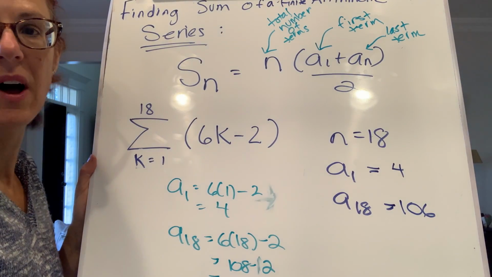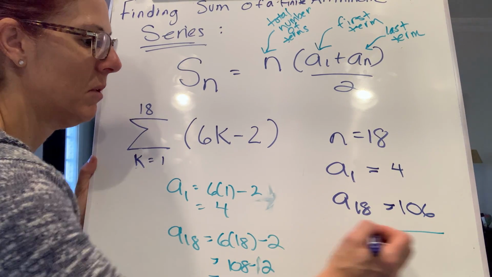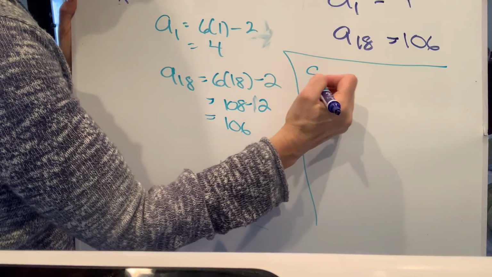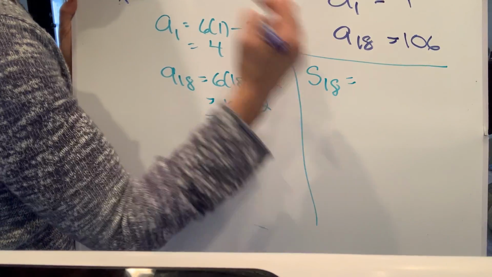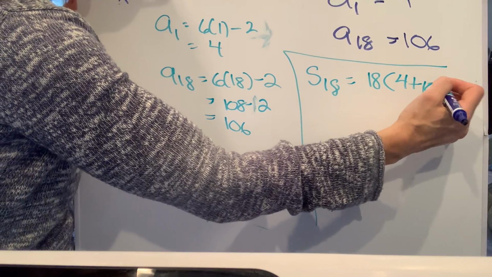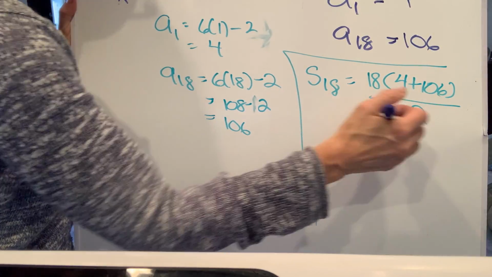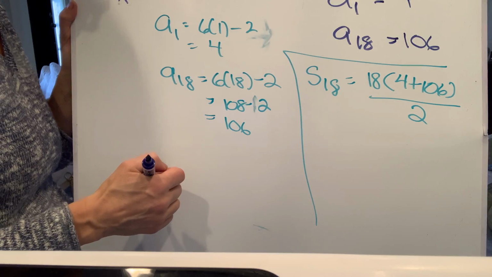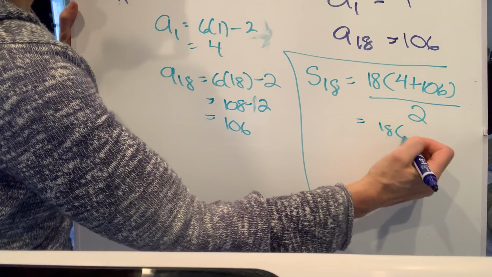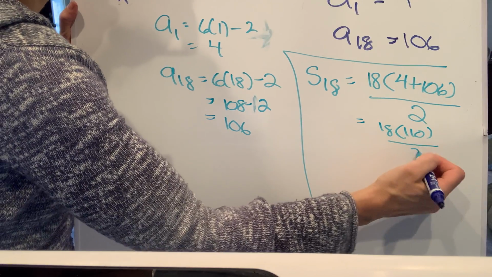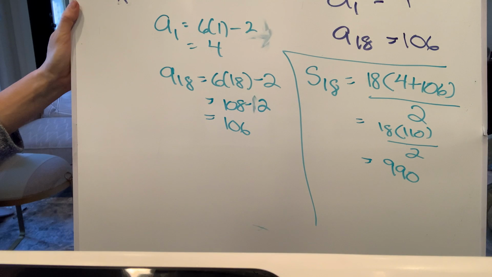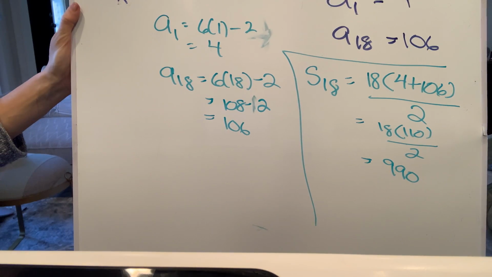So to use the sum formula, the sum of the first 18 terms is 18 times 4 plus 106 over 2. So I get 18 times 110 over 2, which comes out to be 990.